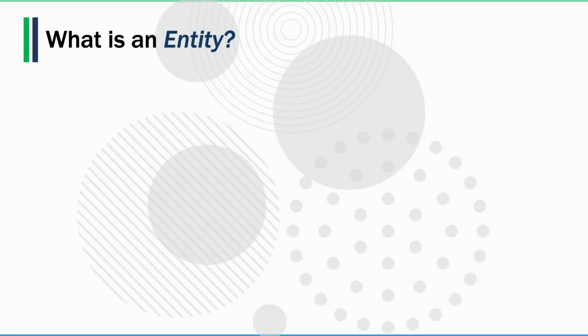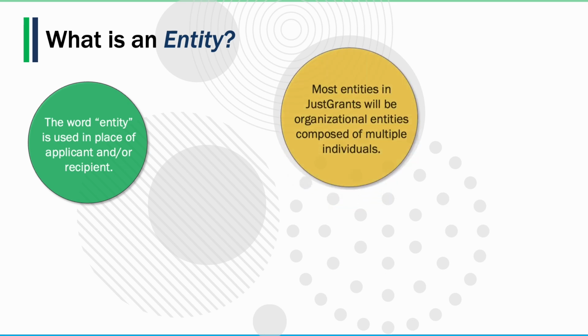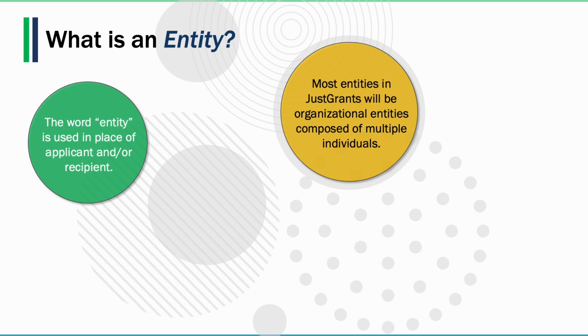Thanks. So, the term entity refers to applicants and award recipients. Each entity has unique identifiers such as legal name, doing business as name, and 1 or more alphanumeric identifiers. In JUST grants, there are 2 distinct types of entities: organizations and individuals. Most entities in JUST grants are considered organizational entities.